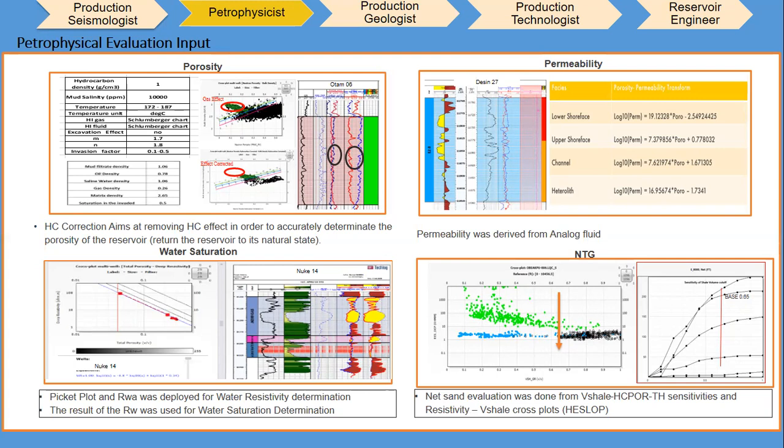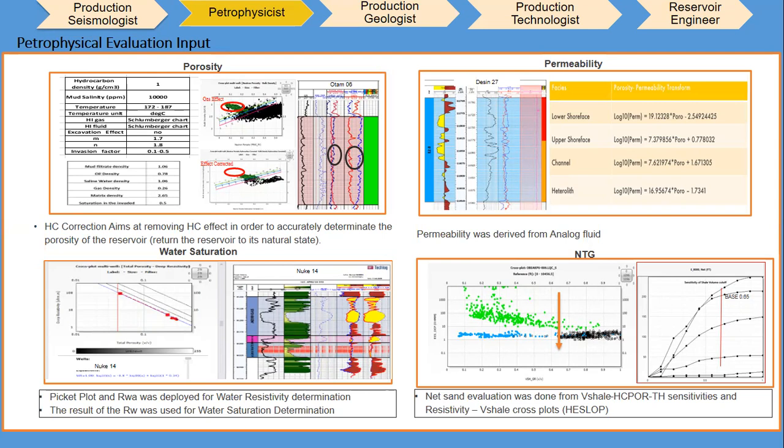For permeability, due to the absence of core, we had to use the lithofacies distribution alongside a nearby reservoir having the same lithofacies properties to develop a PROPEM that was used for permeability determination. While for water saturation, the Pickett plot and RW was taken at the water leg, and this was done for the water saturation.